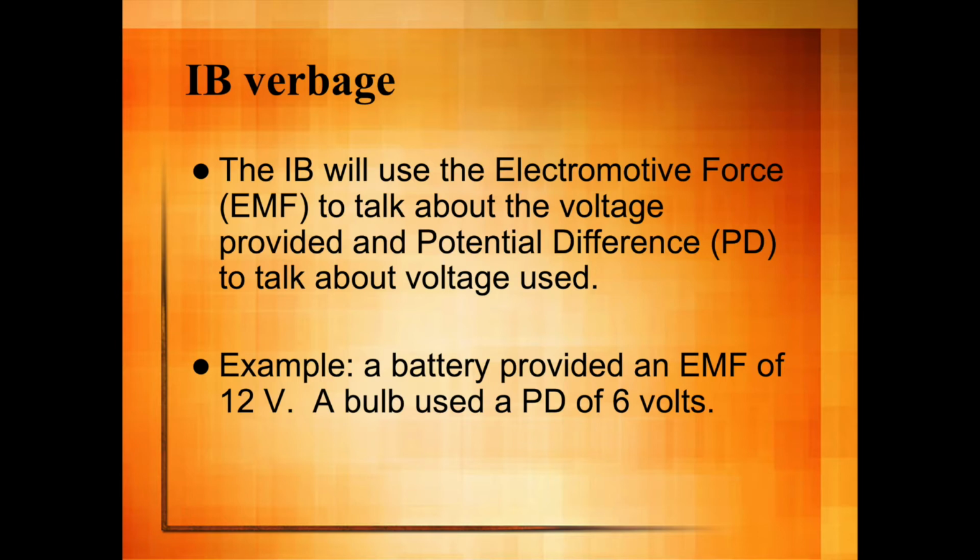The IB is going to be fine in the way that you might talk about something if you talk about a voltage drop or if you talk about your potential difference. But when they're asking a question, they'll usually refer to these in the way that is shown here. So if it's providing the voltage, it's your electromotive force. And we'll talk about that later when we talk about batteries a little bit more. We call that EMF. And then your potential difference is the voltage that's used, and that's represented as PD.